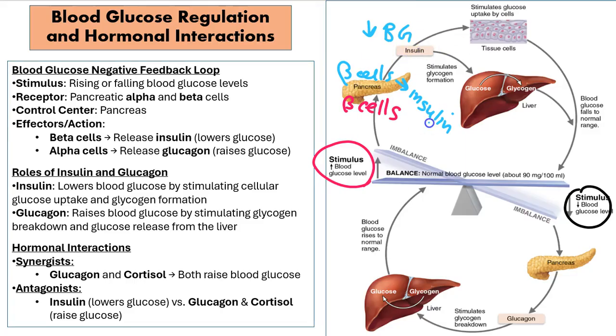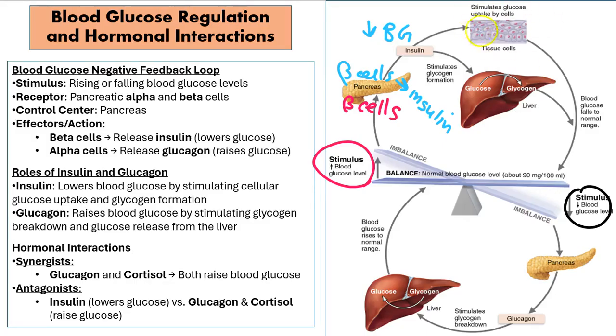Now, what is going to be the response or action? Well, what does insulin do, right? How does it actually work? First, it's going to stimulate glycogen formation in the liver. So we have the liver here, and that insulin is going to force the glucose that's already in the blood to say, hey, go ahead and form some glycogen and store it in the liver. Also, you're going to have some cells that are going to take on some of that glucose as well. So it can be cell uptake of glucose and, of course, storage as glycogen in the actual liver.